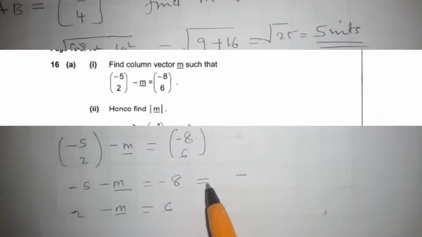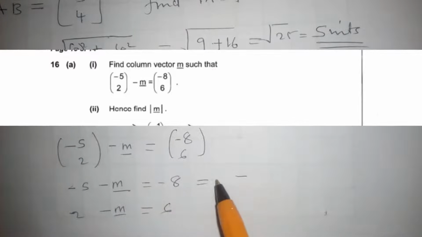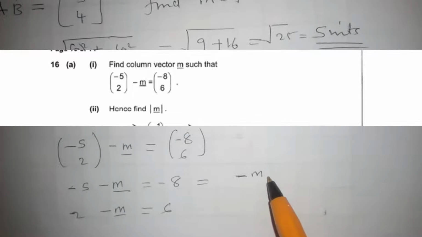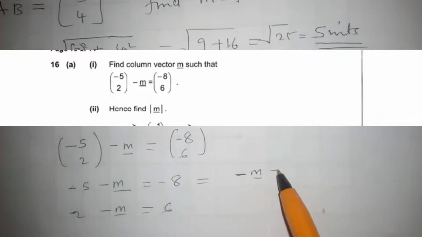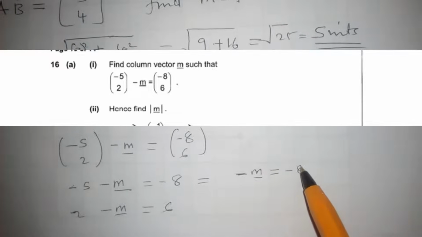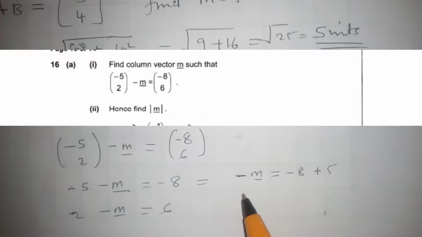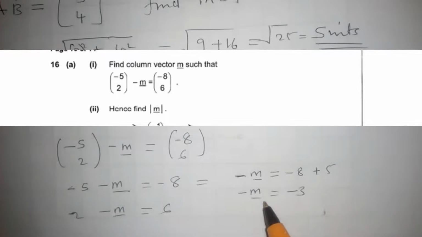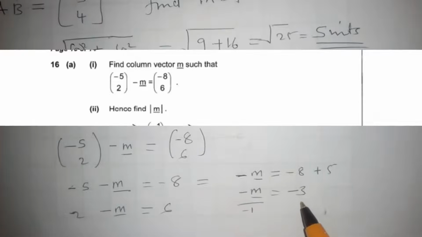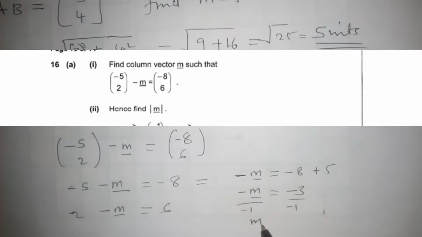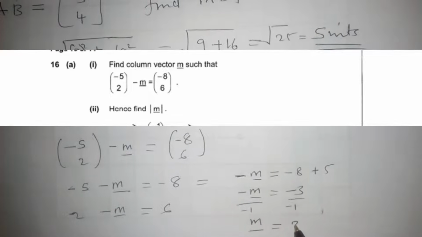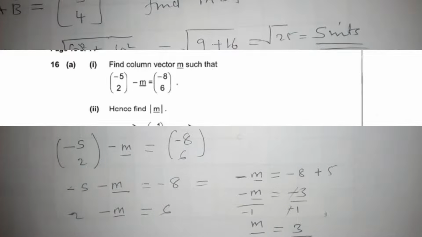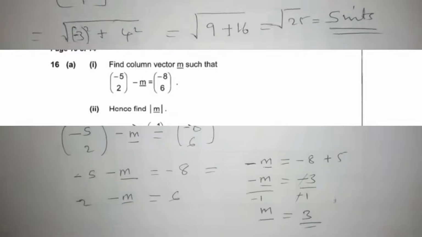So I'll start with the equation which is on top here. It will be negative M is equal to -8 minus 5. So this will be like this. Here we have -13. You divide by -1. -1 will remain with the vector M here, which is equal to 13, because negative and negative will cancel. So we've known now the top number.